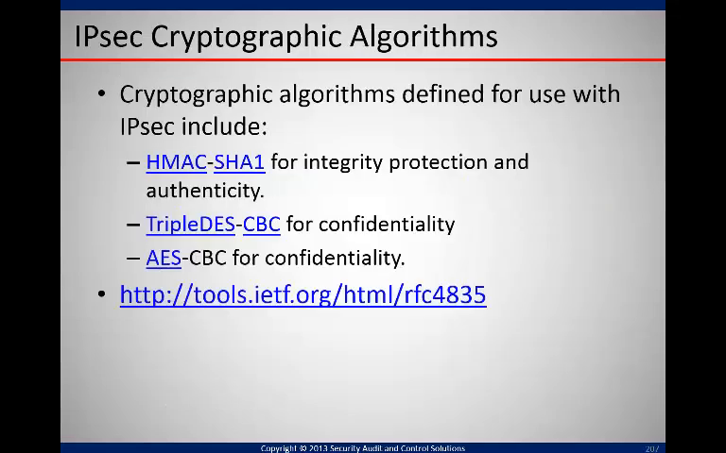The IPsec cryptography algorithms defined for use with IPsec include HMAC-SHA-1 for integrity protection and authentication, Triple DES-CBC, or cipher block chaining, for confidentiality, and AES-CBC, cipher block chaining, for confidentiality. If you want to go into detail, RFC 4835 defines that.